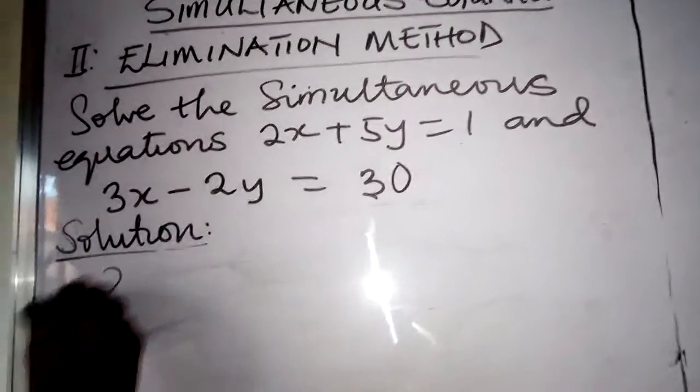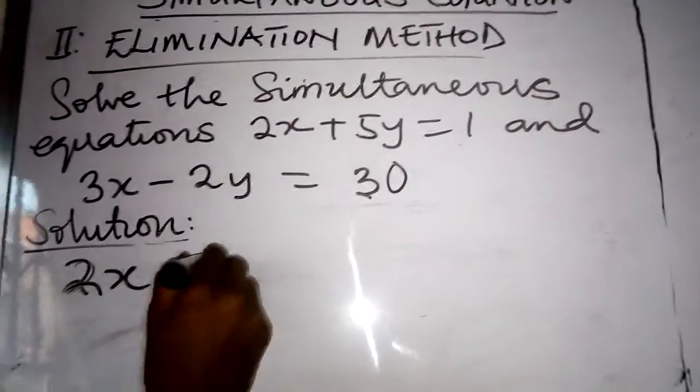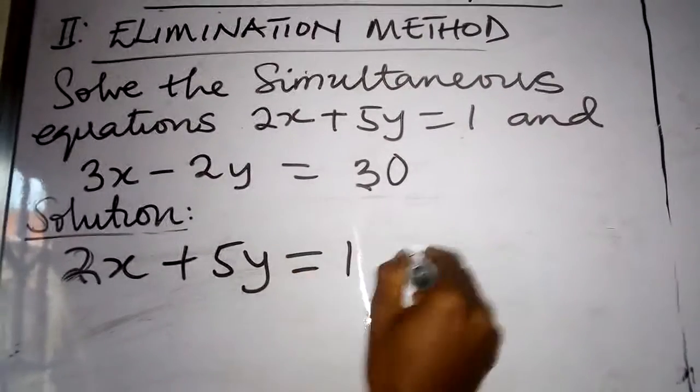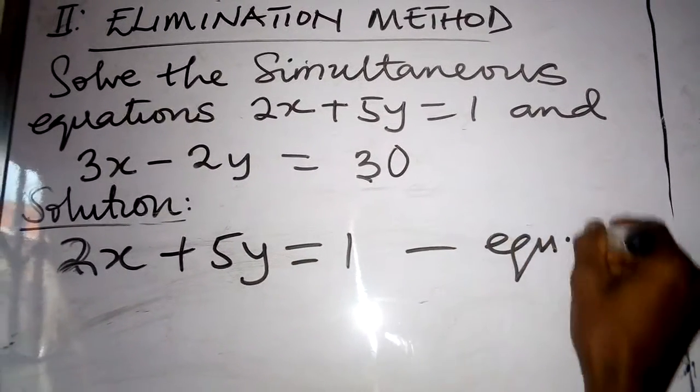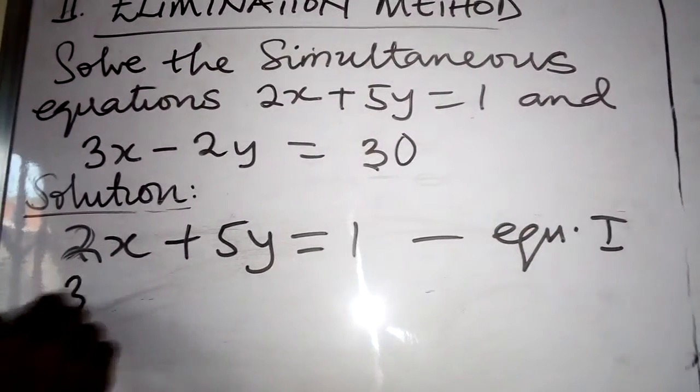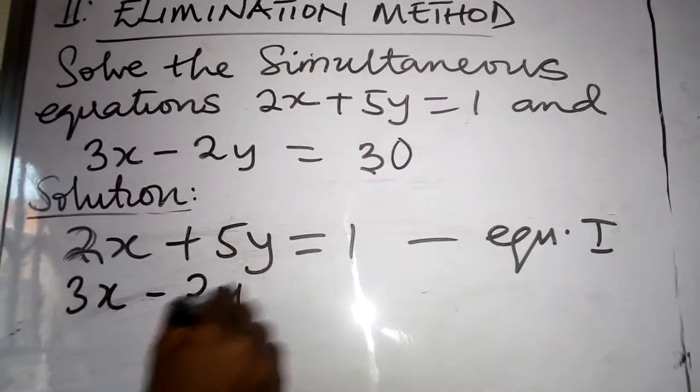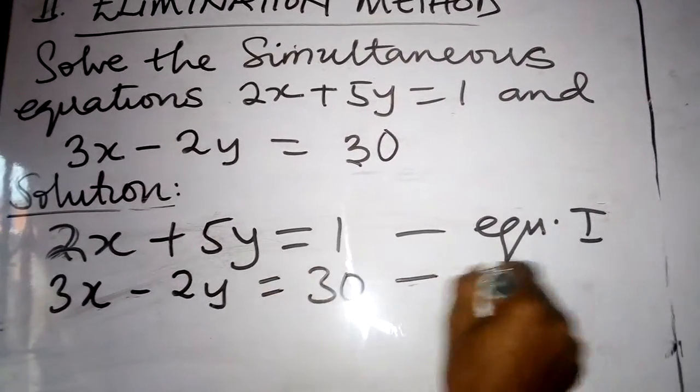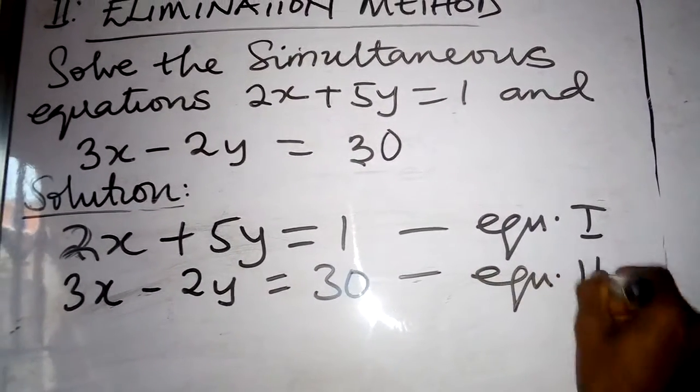Let's write the equations. 2x + 5y = 1. Let's call this equation 1. 3x − 2y = 30. We call this equation 2.